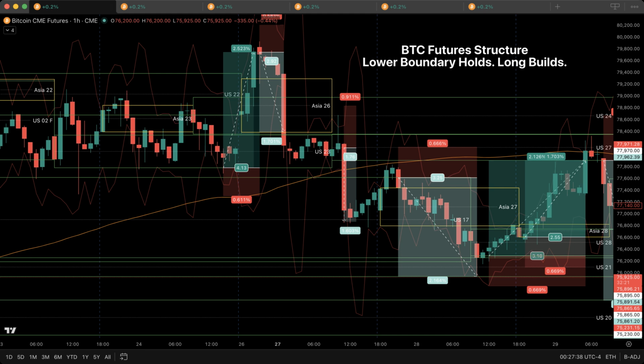Price already reacted around that structure. If the April 28th Asia lower boundary holds, the first real test above is April 27th Asia upper boundary. So the target goes there. Not beyond it. Not because we hope for more.